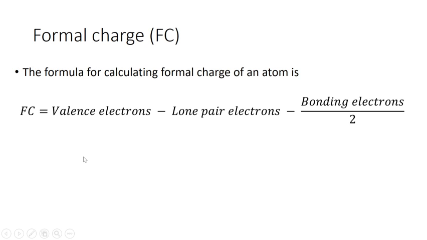One of the things that's going to be important to know for this is calculating formal charge. The formula for calculating formal charge is pretty simple. You just take the number of valence electrons that the atom has, subtract from it the number of lone pair electrons around it, and then subtract from that half of the bonding electrons. So fairly simple: valence electrons minus lone pair electrons minus half the bonding electrons.